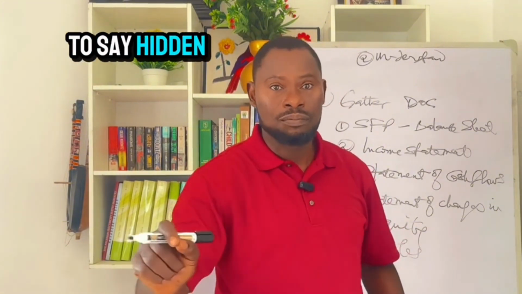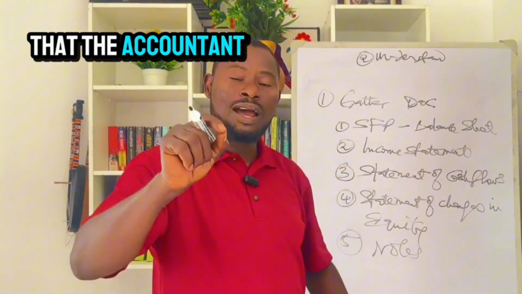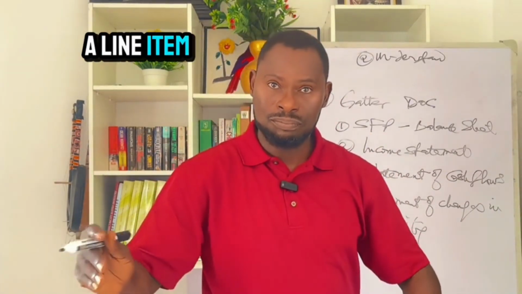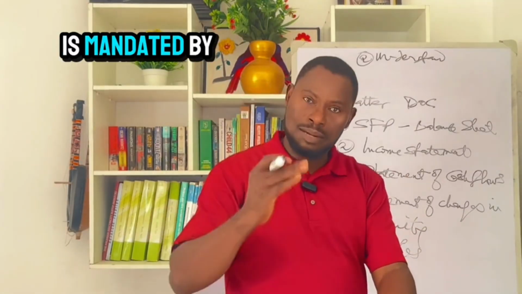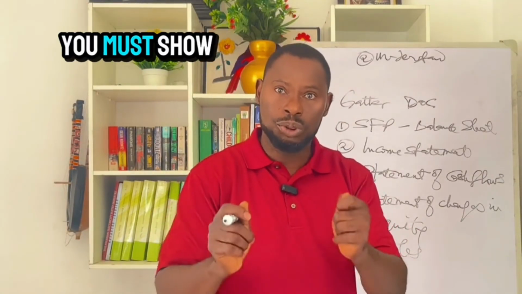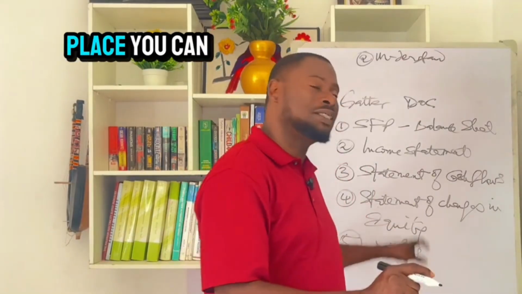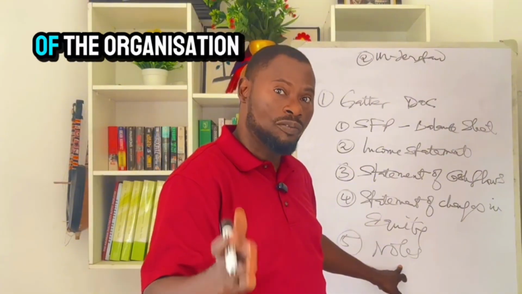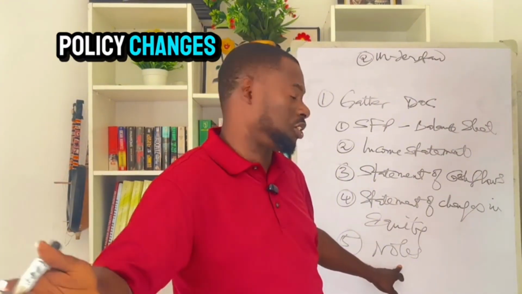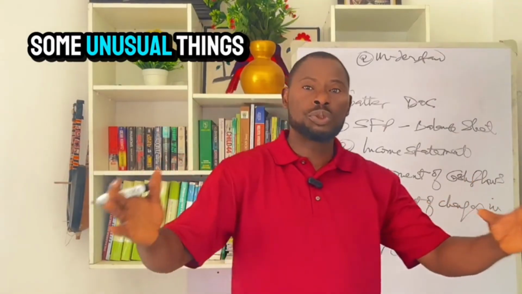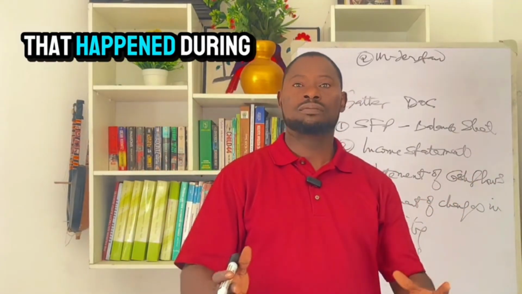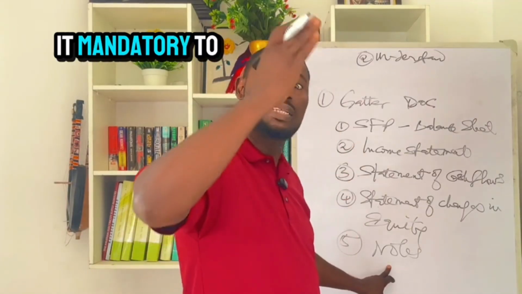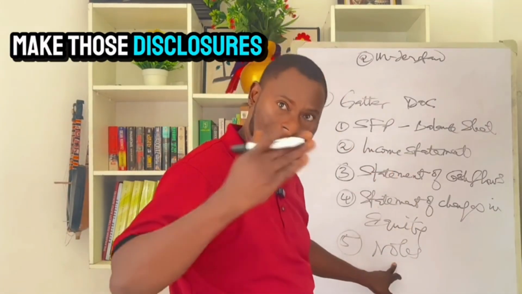I don't want to say hidden, but there are so many things that the accountant is not allowed to put as a line item. But the accountant is mandated by standards to express them. You must show, you must disclose. And the only place that can disclose it is in the notes. It's in the notes that you can see the policy of the organization and even the policy changes. If there were some unusual things that happened during the year, it will be stated in the notes, because standards make it mandatory to make those disclosures.